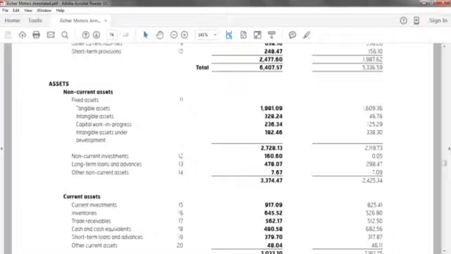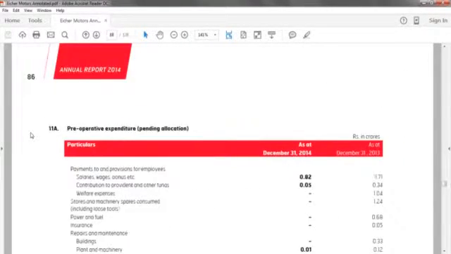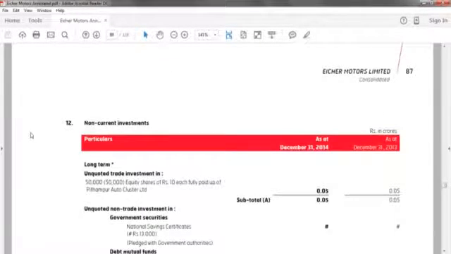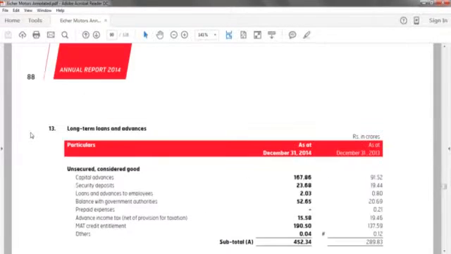Let's look at the balance sheet and let's go to the notes. So let's talk about note 12 onwards, where we get this. Note 12 talks about non-current investments. They would have investments in certain companies that would come here. Then you have long-term loans and advances, which talk about any kind of capital advances, security deposits, loans and advances to employees, etc. Balance with the government authorities that you've already paid, that's there.